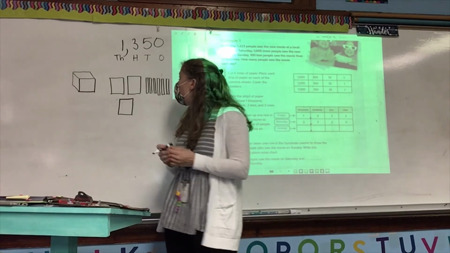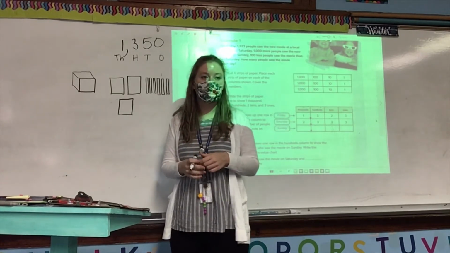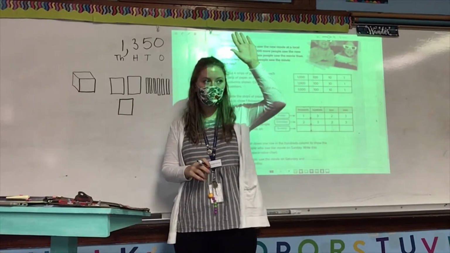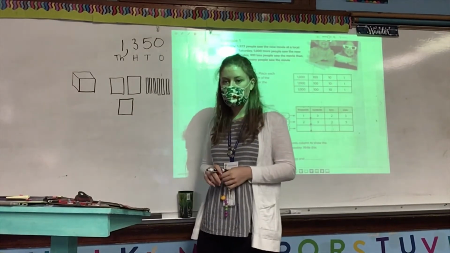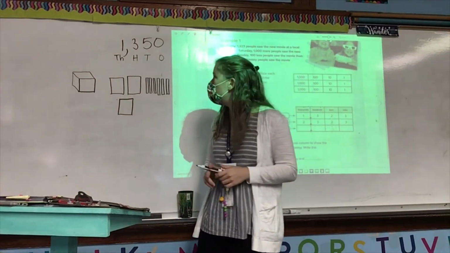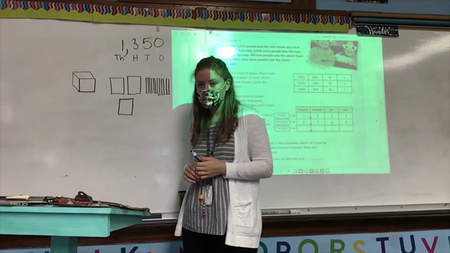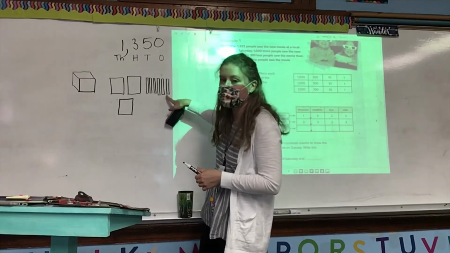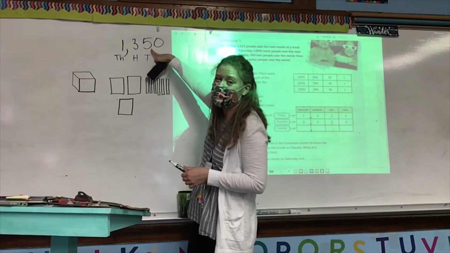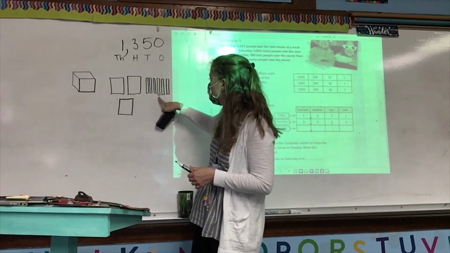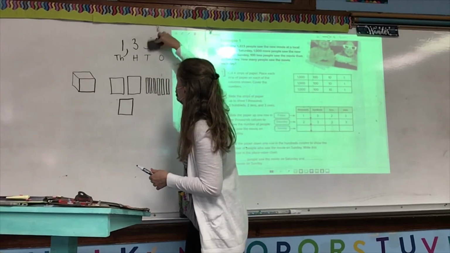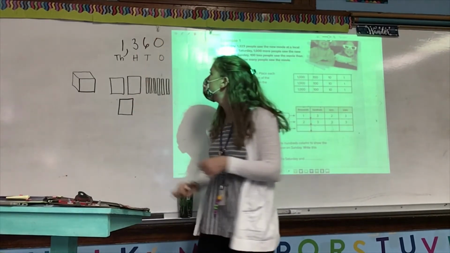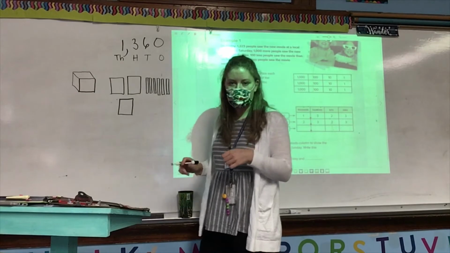Do I still have 1,350, class? No. What do I have now? Zari? 1,360. Good, because all I did was add another 10 rod. So instead of having 5 10 rods, I have 1, 2, 3, 4, 5, 6. So I'm going to change that 5 to a 6. And now I have 1,360.